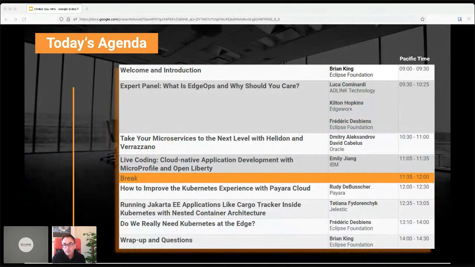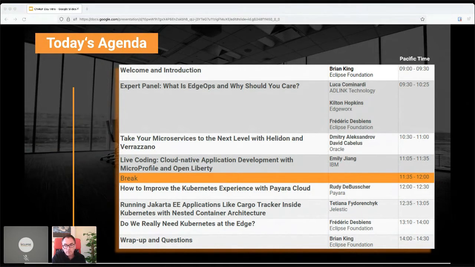After I speak, we'll go straight into a panel, and our expert panel today is going to talk about what is EdgeOps and why should you care. We have Luca Cominardi from ADLINK, Kilton Hopkins from EdgeWorks, and our very own Frédéric Desbiens from Eclipse Foundation. After that, take your microservices to the next level with Helidon and Verrazzano. Dmitry Alexandrov and David Cabelus from Oracle will be speaking on that one.